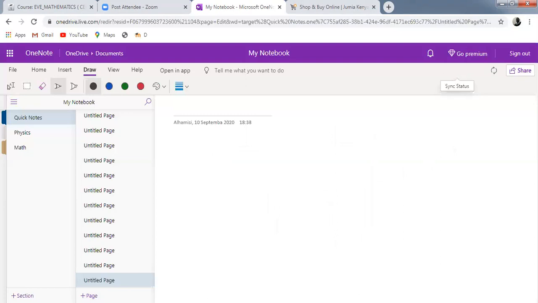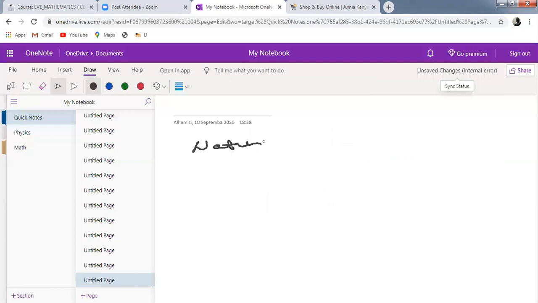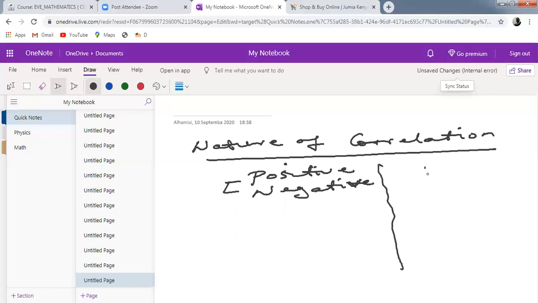Having said that, allow me to talk about the nature of correlation. Correlation can either be positive or it can be negative. So anytime you are measuring correlation, you can either have a positive correlation or a negative correlation. Let me start with the positive correlation.